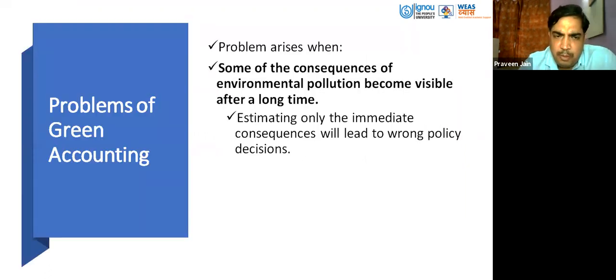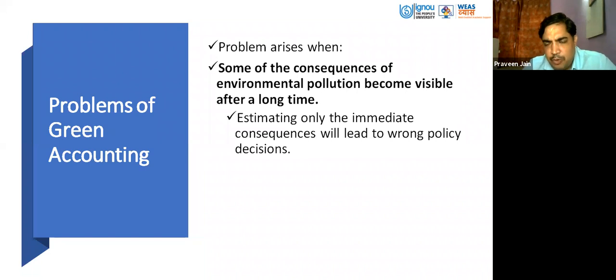So there are different problems also. There are different shortcomings of green accounting. The major problem arises when some of the consequences of environmental pollution become visible only after a long time. For example, farmers use pesticides to control pests and diseases, and there is no immediate impact on society or human beings. So there are no immediate consequences.